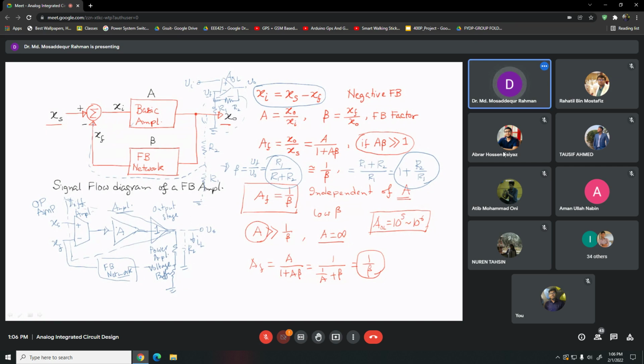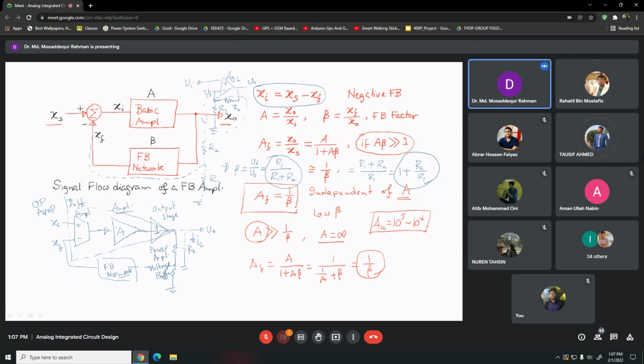Any question, guys? What is the RL used for? The resistor RL, why do we need it? RL is the load, no? You don't need it, but you have to, because of the load. Okay, sir.